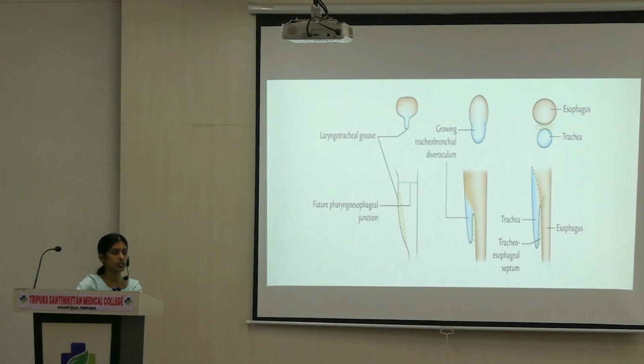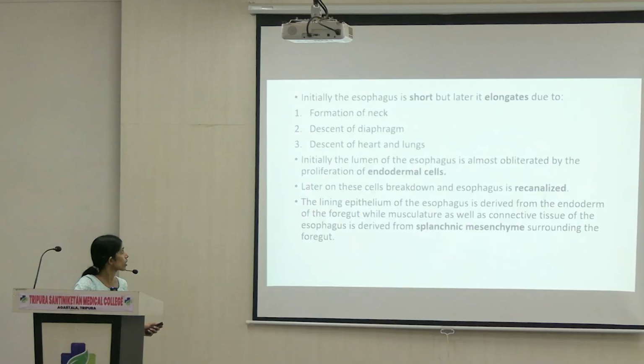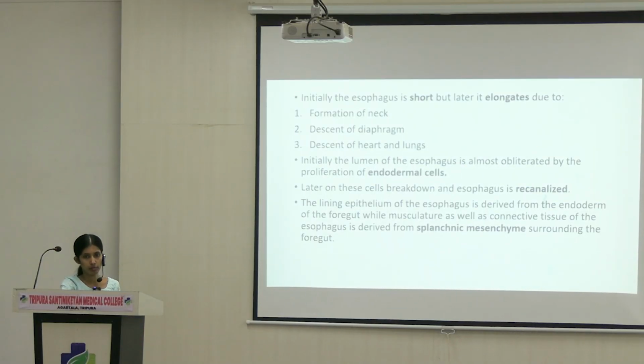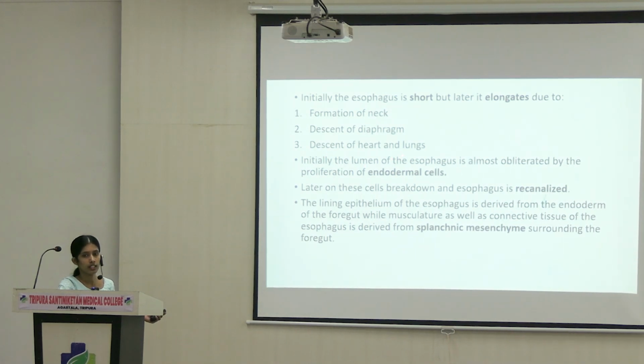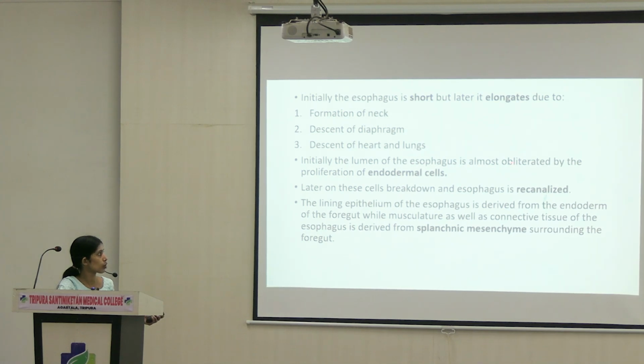What types of cells do we see in esophagus? Histology is finished, right? Esophagus. Initially, the esophagus will be short during the development process, but later it elongates due to the formation of the neck part, descent of diaphragm, and also because of the descent of your heart and lung. Okay. Initially, the lumen of the esophagus is almost obliterated by the proliferation of endodermal cells. Later on, these cells break down and esophagus is recanalized.